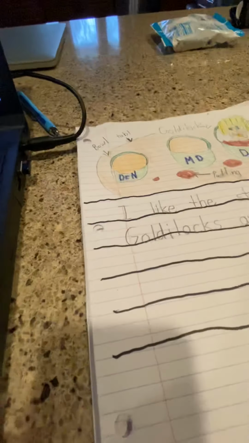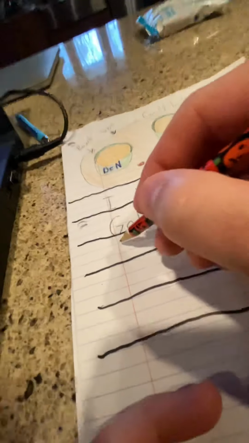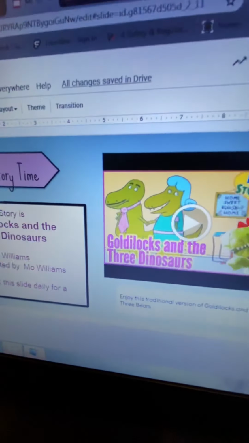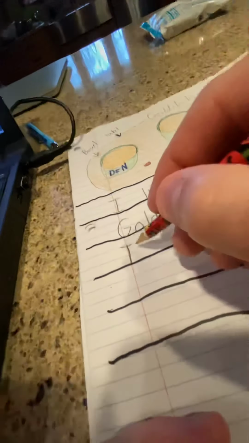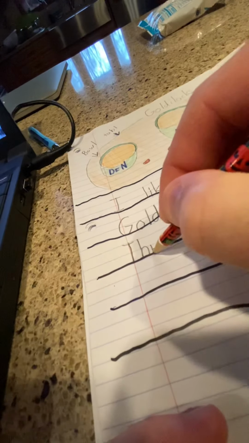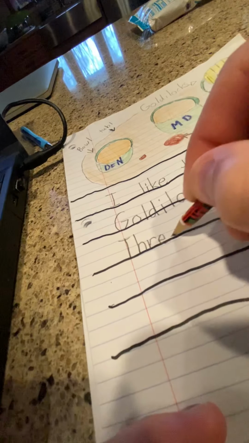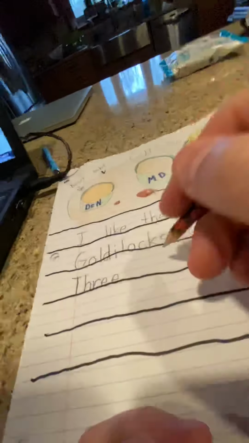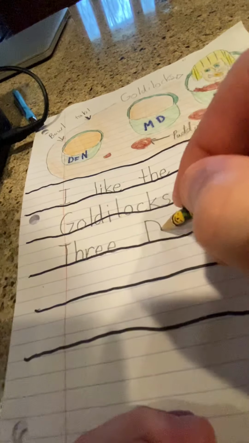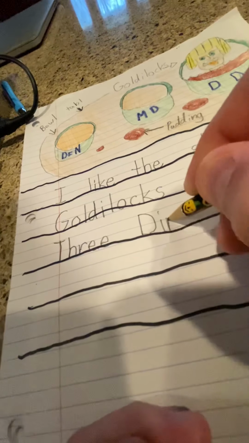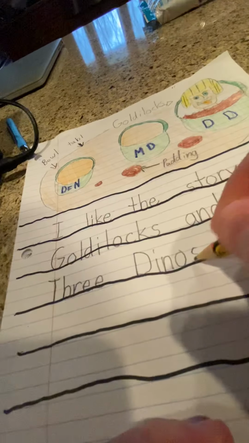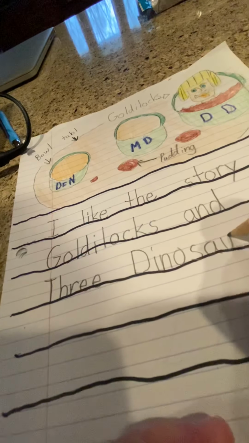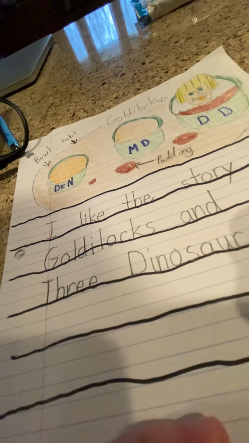Now, being that Goldilocks and the Three Dinosaurs is the name of a book, they capitalized the T in three and the D in dinosaurs. So it's a name of a book. It's a proper noun. The Three, space, dinosaurs. Dinosaurs was always a hard word for me growing up. Takes a lot of practice.